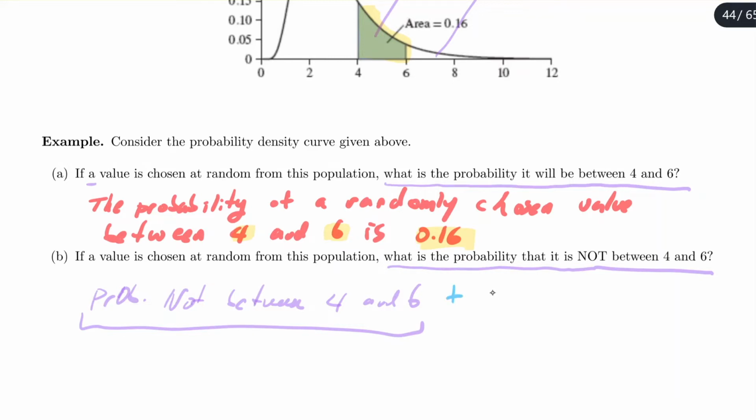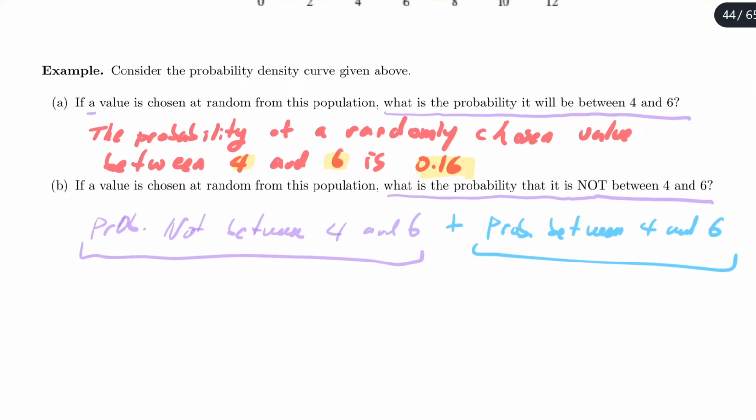Plus probability between 4 and 6. If I add this to value, it should be 1. This should give us equal to 1. Well, we know that this is 0.16, so this value will be 1 minus 0.16. So if you do 1 minus 0.16, it gives us 0.84.